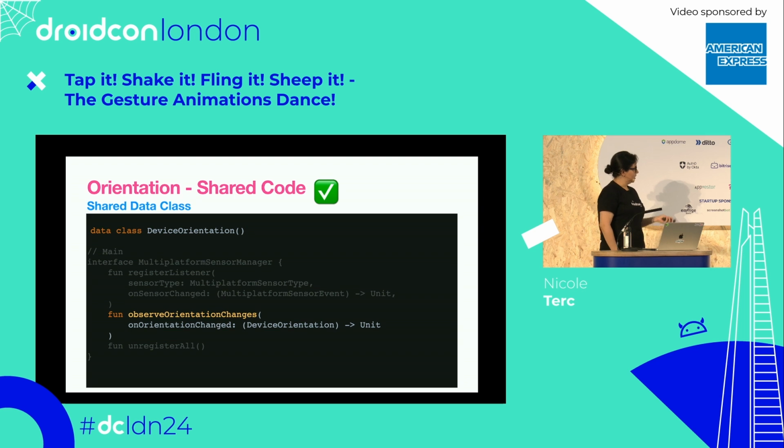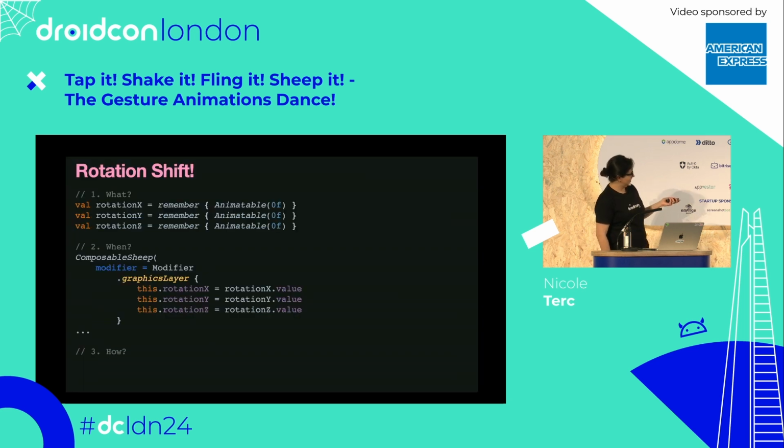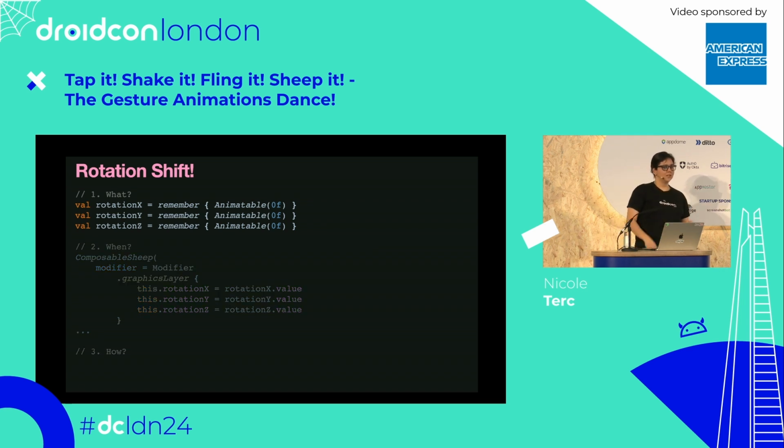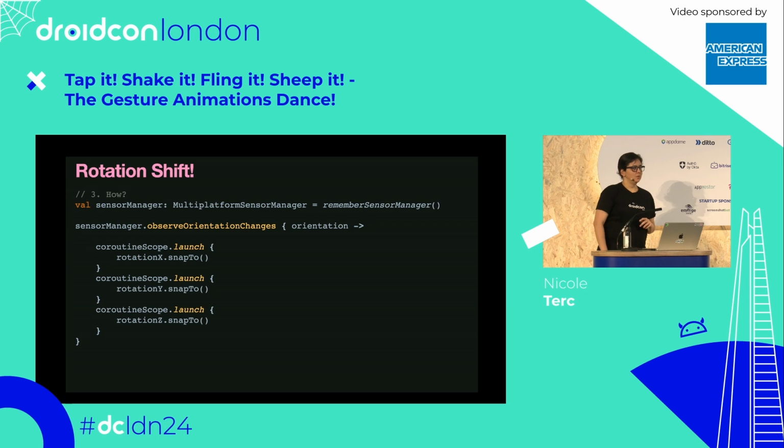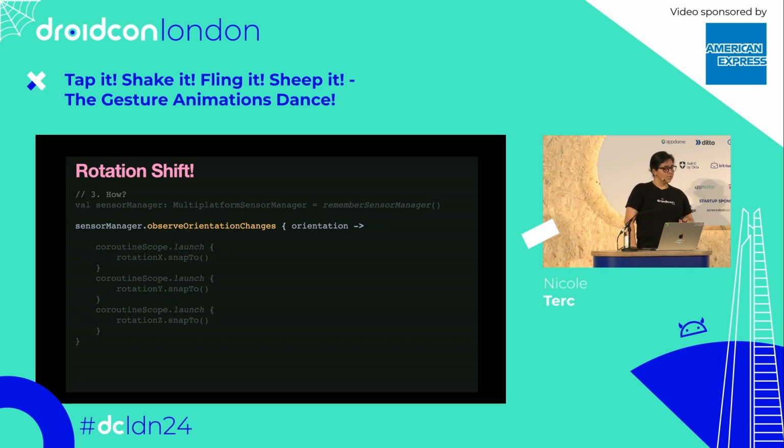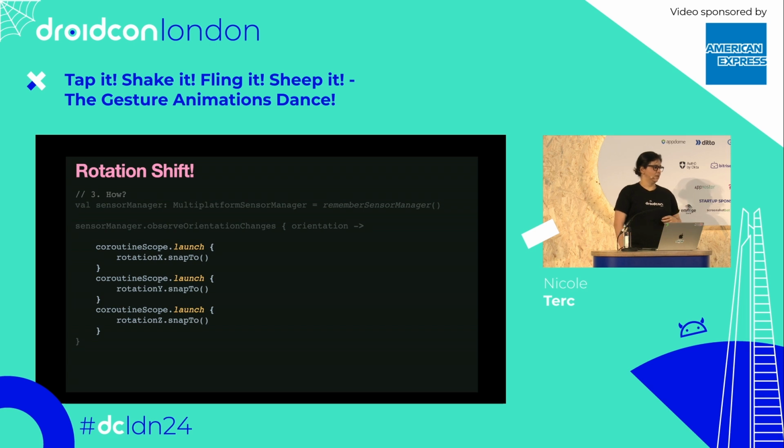And an initial implementation, why is it not changing again? There you go, cool. An initial implementation will look like this. Again, we need to define our properties, which in this case are our x, y, and z axis rotation values. Then we're going to again set up our graphics layer. Remember to use graphics layer. And then at the end, the only thing we need to do is to start observing these sensor manager updates. We're going to get a reference to my sensor manager. We're going to start observing these orientation changes. And whenever these orientation changes happen, we need to update each of the axes in there.